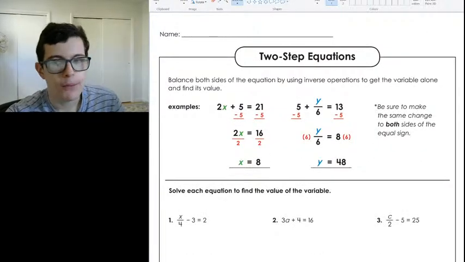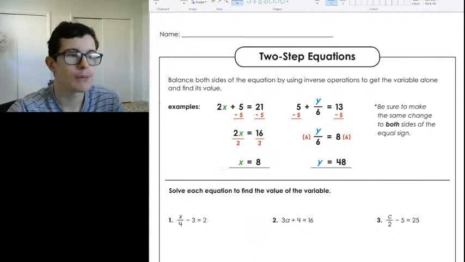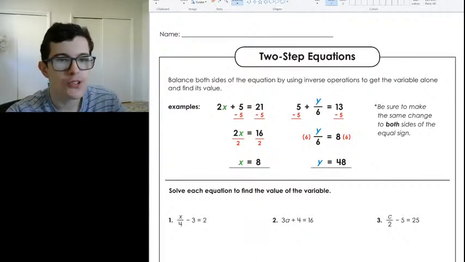So now that everyone has their paper and pencil, I'm going to presume that we're ready to begin. Looking at our first example problems here: balance both sides of the equation by using inverse operations to get the variable alone and find its value. So what does that actually mean?